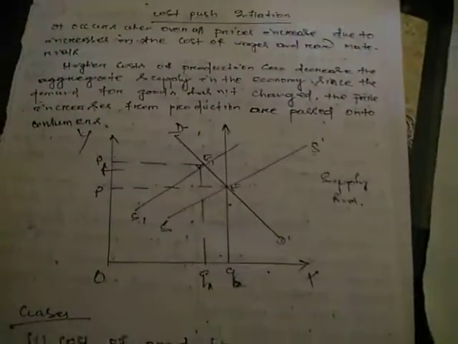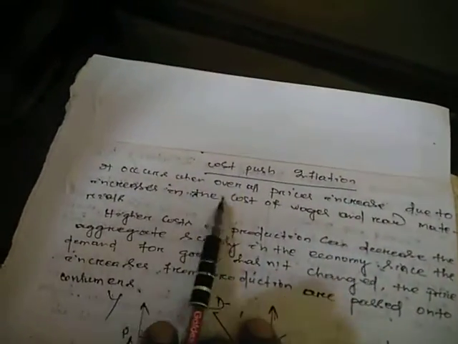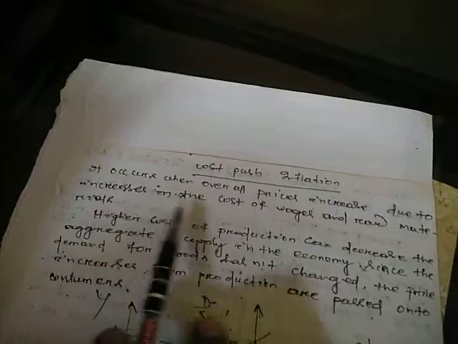Next, come to the causes of cost-push inflation. First we will discuss what cost-push inflation is, then its diagrammatic representation, and its causes. So, what is cost-push inflation? It occurs when overall prices increase due to an increase in the cost of wages and raw materials, right? Cost-push inflation is ultimately known as a supply shock. Supply side, this is the demand side. Demand-pull inflation is on the demand side, but cost-push inflation is on the supply side.